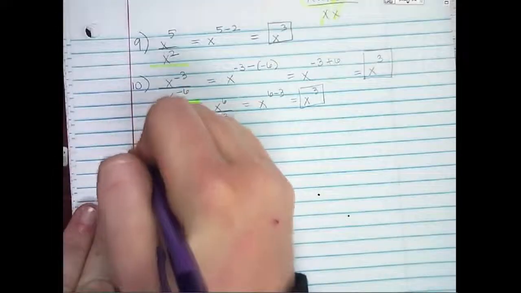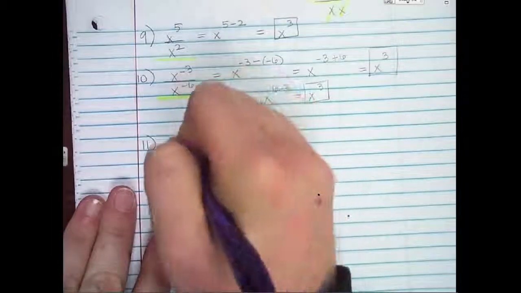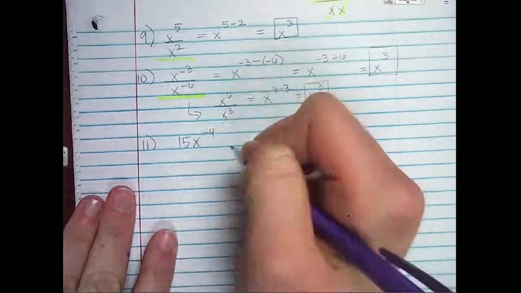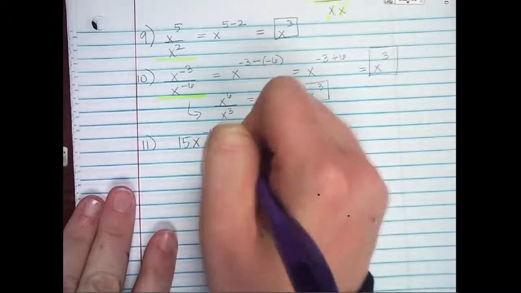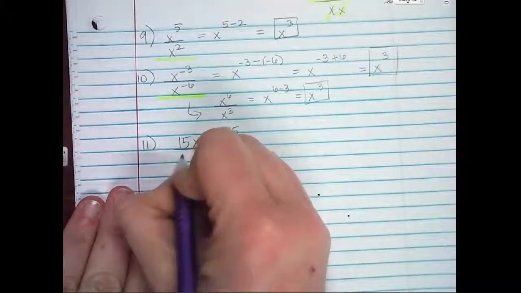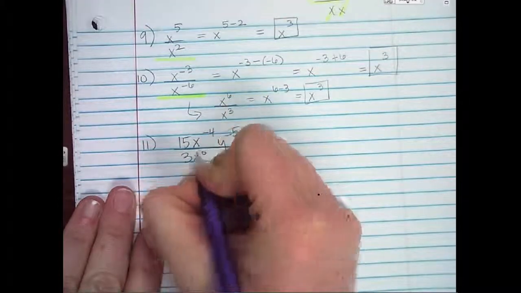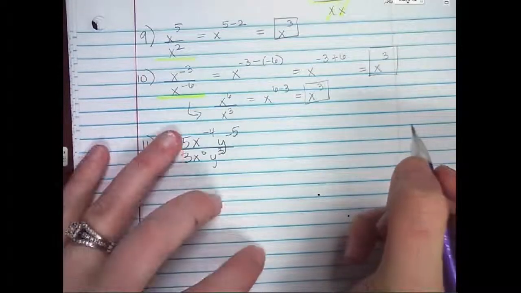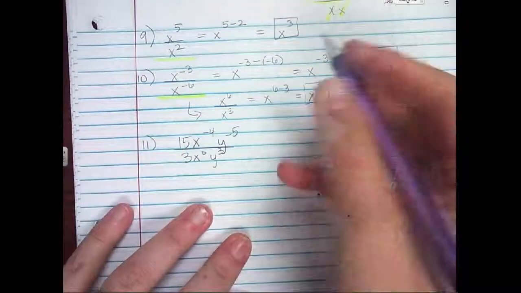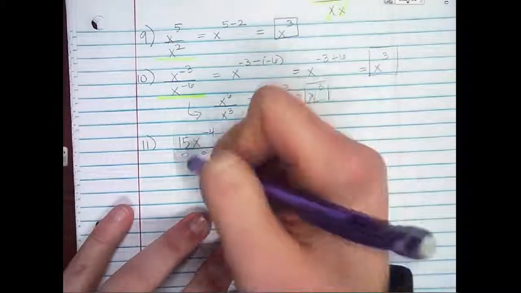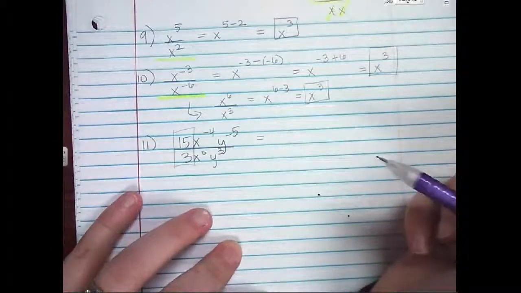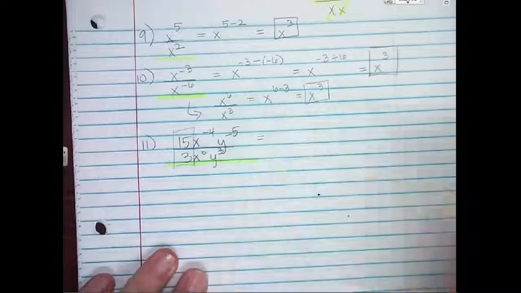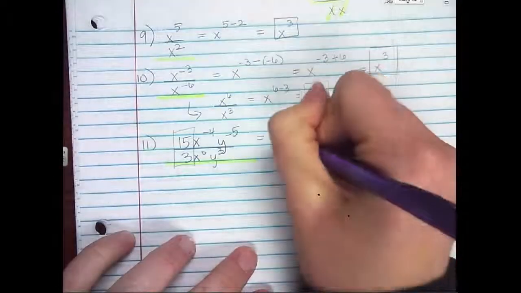Let's do one more like that with some numbers in it. Let's do 15 x to the negative 4, y to the negative 5 over 3 x to the 0, y to the 3rd. Okay, so I put numbers in, but I also put 2 different variables. Now, the numbers you treat regularly. Look at 15 over 3. 15 divided by 3 is 5.